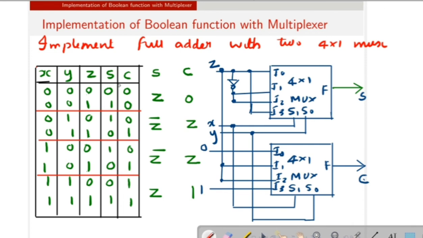So here in the case of full adder we have two outputs, sum and carry. That is why we use two multiplexers, because one multiplexer has only one output. Okay, this is how we implement Boolean functions with multiplexers.